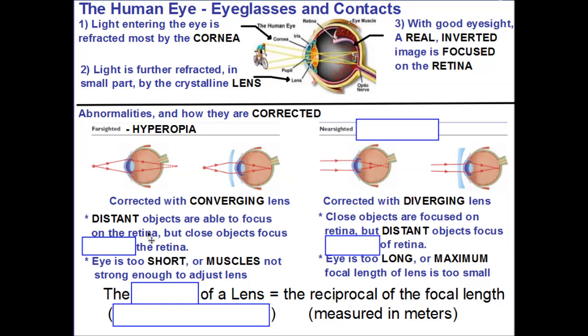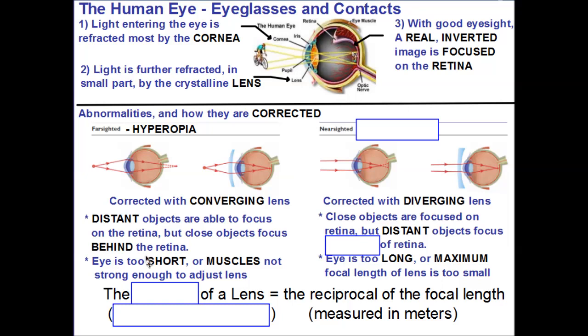Distant objects are able to focus on the retina, but close objects focus behind the retina, as shown by this picture here. When I have an object up close and the light rays are diverging quite a bit, we rely on the cornea and lens combination to try to create a crisp image on our retina, but we simply do not have enough focusing power to bend those light rays enough when they're up close to get them to focus on the retina. So we need another converging lens that increases the focusing power of these two devices that normally work by themselves. We have an extra converging lens there to increase the focusing power.